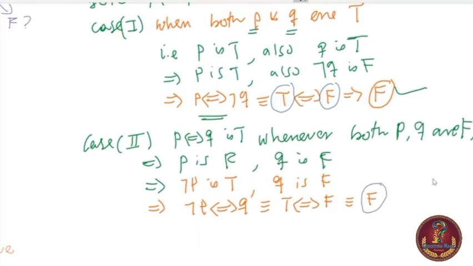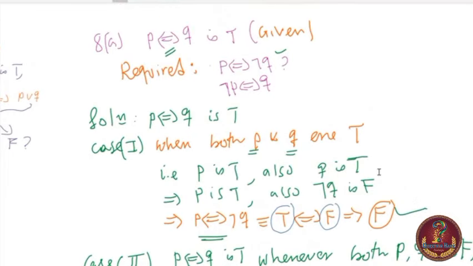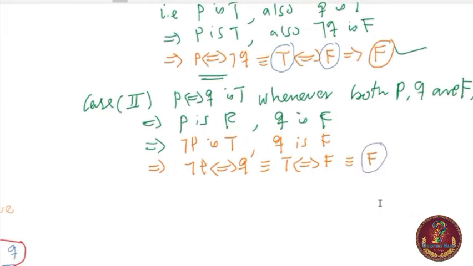So now we have determined the truth values of both P biimplies negation of Q and negation of P biimplies Q. Having known that P implies Q is true, we have determined the truth value of both to be false. Here also false. So this is how you can directly determine. You can also use the tabular method.